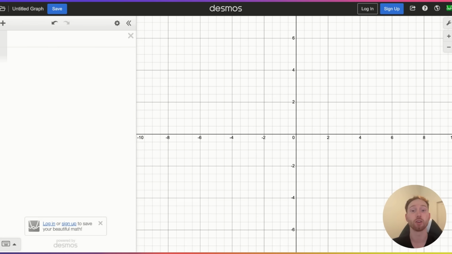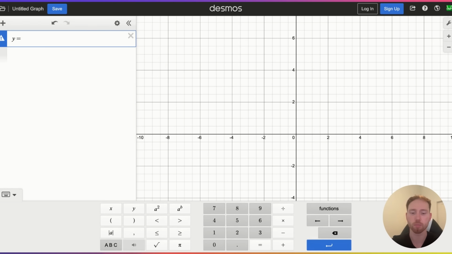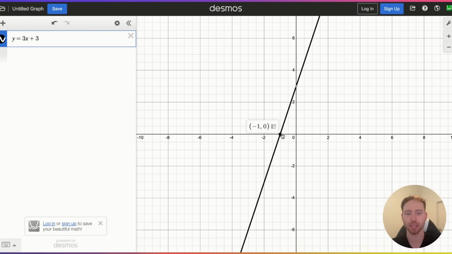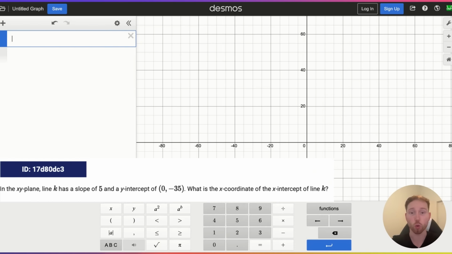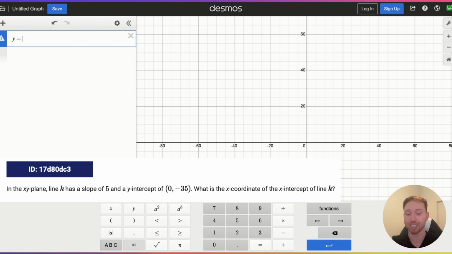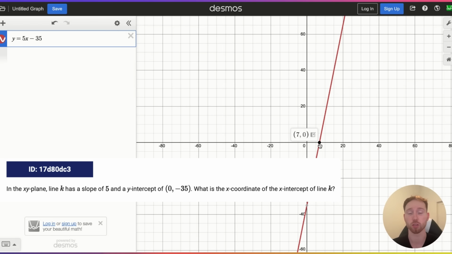How Desmos can solve linear equations on the SAT. Desmos is fantastic for linear graphs and equations because it can show you where the y-intercepts and x-intercepts are. Let's imagine I just did a simple y equals mx plus b. We can see that the solution to this equation would be the x-intercept, and that crosses over at -1, 0. And then the y-intercept would be 0, 3. Let's see what it looks like with a practice question. This question just tells me the slope is 5, so we know it's 5x, and then the y-intercept is going to be -35. We can very quickly find the solution, and it's 7.